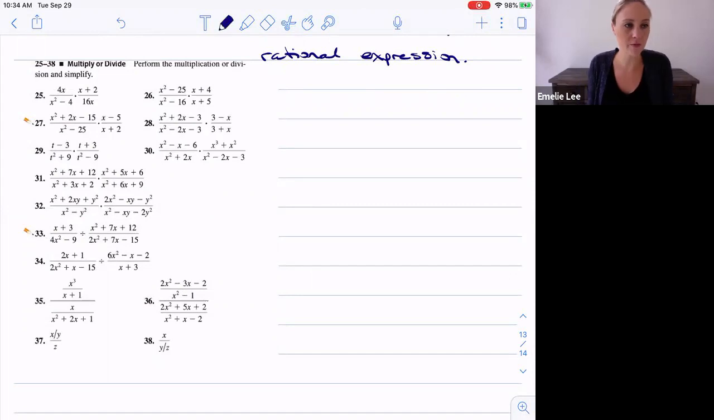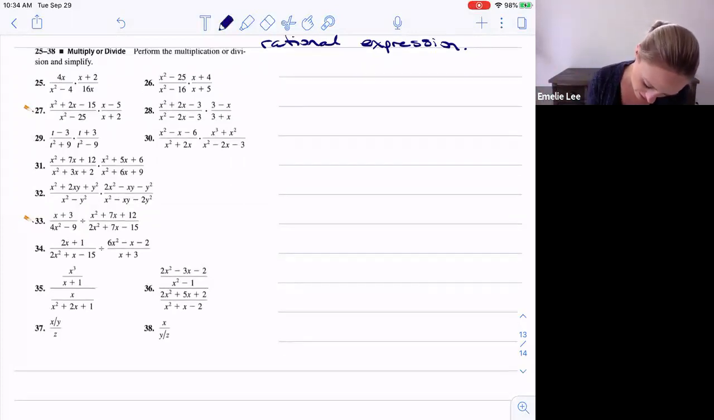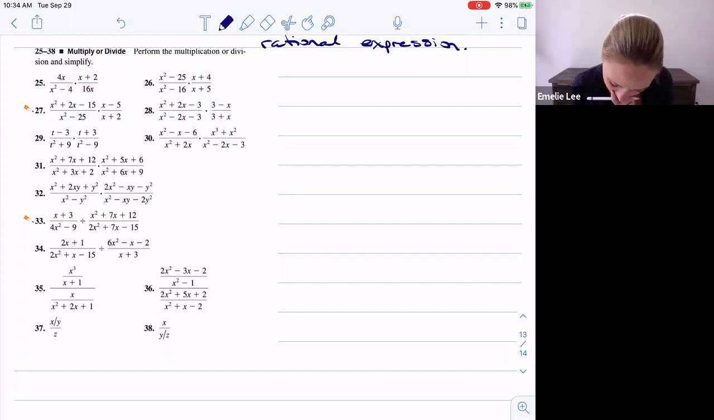So let's do a couple of these for practice. We want to be careful. Let's start looking at some of these. I'm multiplying all the way until here in 33, where I'm dividing. So let's do one where we're multiplying and one where we're dividing, and just to see what it's going to look like when we multiply and simplify. Which one? I'm trying to think which one I want to make you guys do on your own.